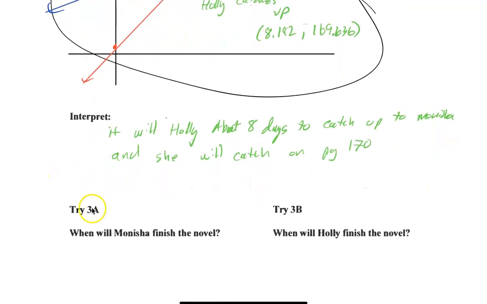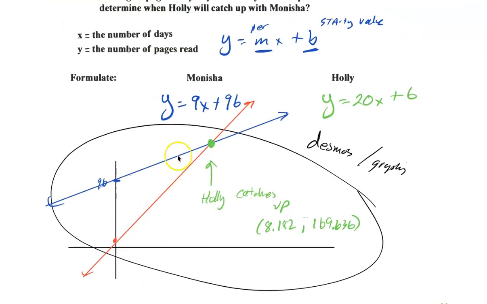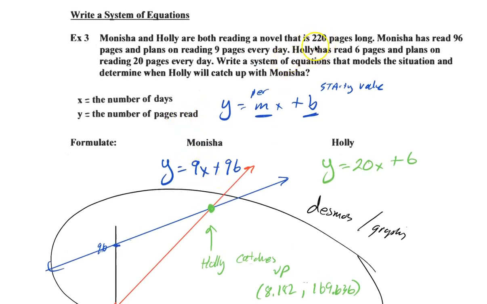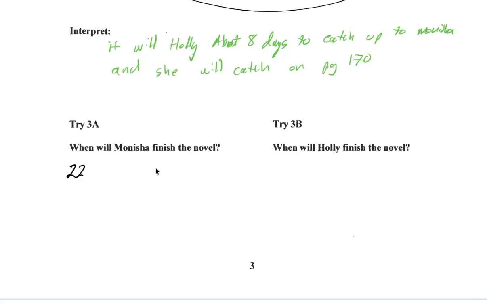Now, a little bonus here. When will Monisha finish the novel? So how would we do that? Well, Monisha is this equation, right? And we know how long the novel is. The novel is 220 pages long. So where do I plug that in? Do I plug that in for x or do we plug that in for y? 220 pages? This is the y value, right? That's what it says right here. It's pages read. So we're going to plug 220 in for the y here. So it's going to be like this: 220 equals her equation, which is 9x plus 96.